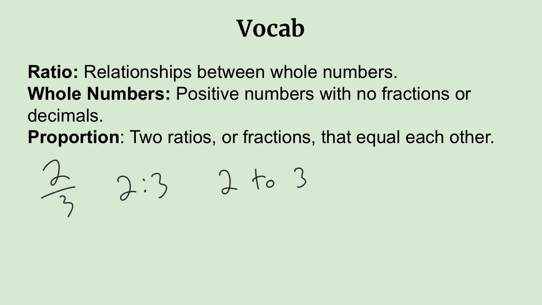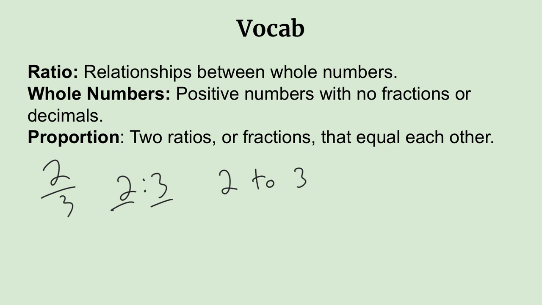Basically, if you're thinking about cups of rice to water, this would say you need 2 cups of rice for every 3 cups of water. Whole numbers are positive numbers with no fractions or decimals. So those are the numbers we count by: 0, 1, 2, 3, 4, 5, 6, 7, 8, 9, 10.